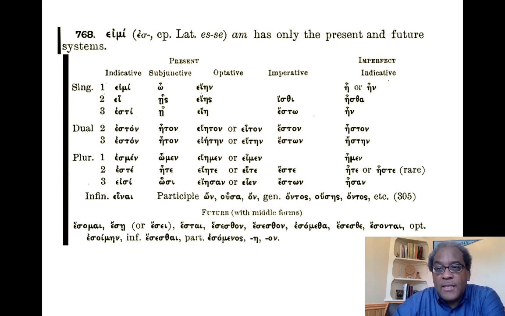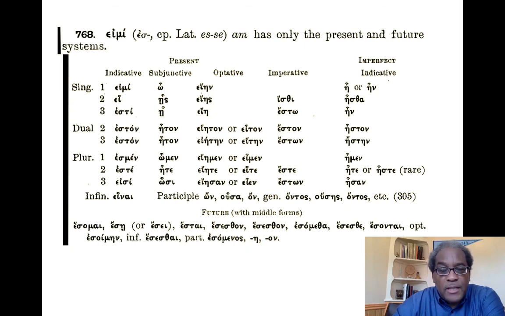And again, I think the imperfect just takes some repetition drills and getting used to, but like I've said again and again, you have to always refer to these pages of Smyth until you start to get them down. Einai, the infinitive, is pretty straightforward. Then the participle, on, ousa, on, ontos, oushs, ontos, etc. See section 305. And then the future forms.